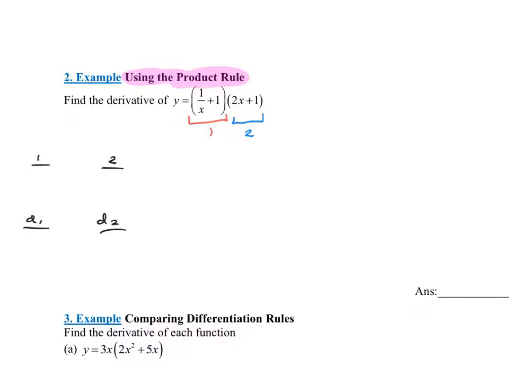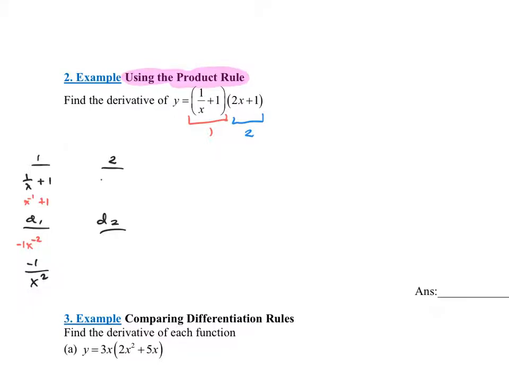The first is 1 over x plus 1. Now I need to find the derivative of the first, and if this is going to take you a little bit of time, that's perfectly fine. This is x to the negative 1 plus 1. So if I was finding the derivative of that, it would be negative 1x to the negative 2 plus 0. The derivative of a constant is 0. So really the derivative of the first is negative 1 over x squared.